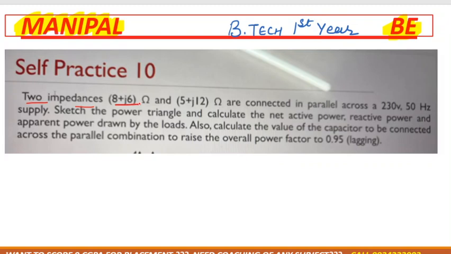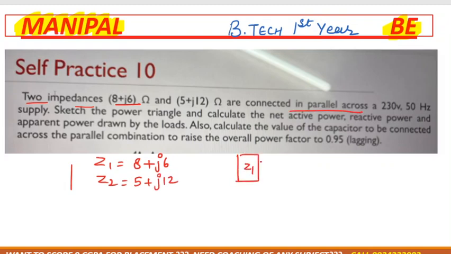Z1 is 8 plus j6, and after that we have Z2. Z2 is 5 plus j12 ohm. These are connected in parallel. That means Z1 and Z2 are connected in parallel across a 230 volt supply.